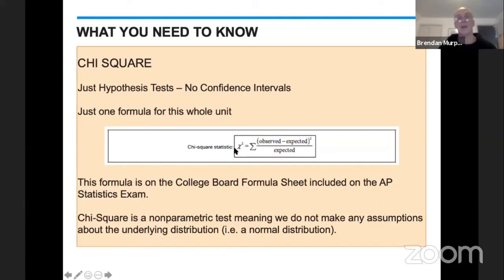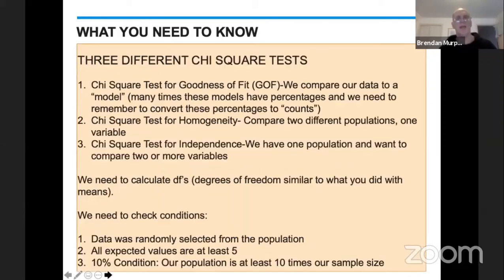This is the only formula we're ever going to use with chi-squared. Chi-squared is the sum of the observed minus the expected squared, so the numerator is always going to be positive, divided by expected. This formula is given to you on the AP Stats exam, so no worries about it. And we talked about chi-square being a non-parametric test. So again, here are our three tests.